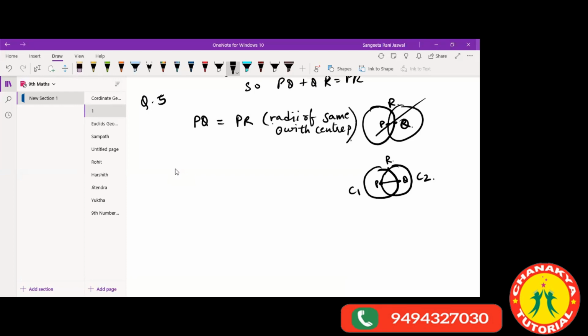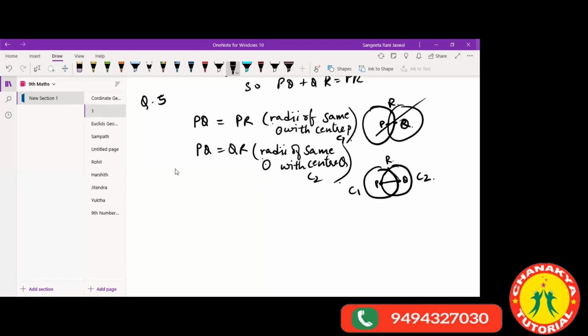Right? Similarly, if we have PQ equal to QR, say PQ is here and QR is here. So PQ and QR are also the radii of the same circle. Which circle? C2. This was the circle 1. So again we can say these are the radii of same circle with center Q. And the circle name is C2. Right? You agree to this much?